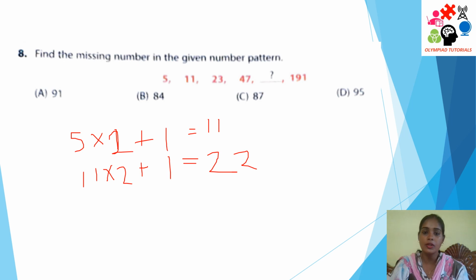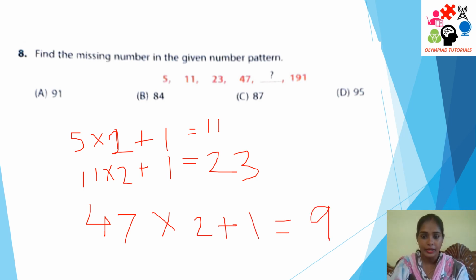So this is going to be the relation. So 47 into 2 plus 1 is going to give you 95. So here your correct option is going to be 95. Very simple question.